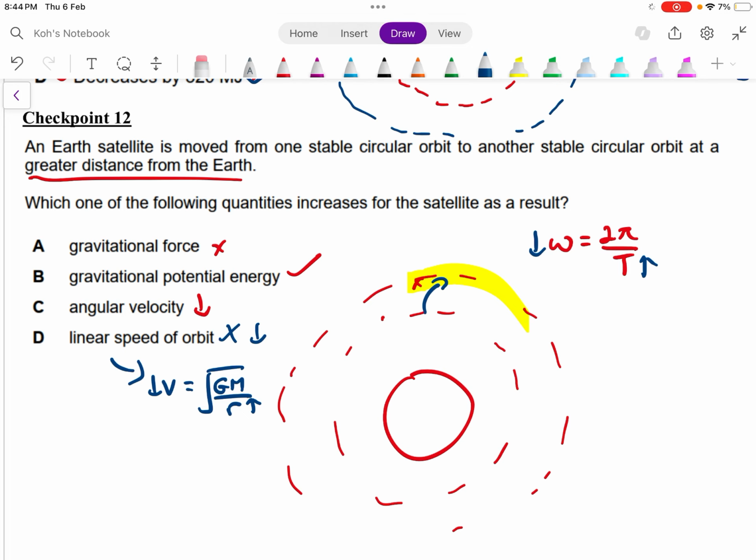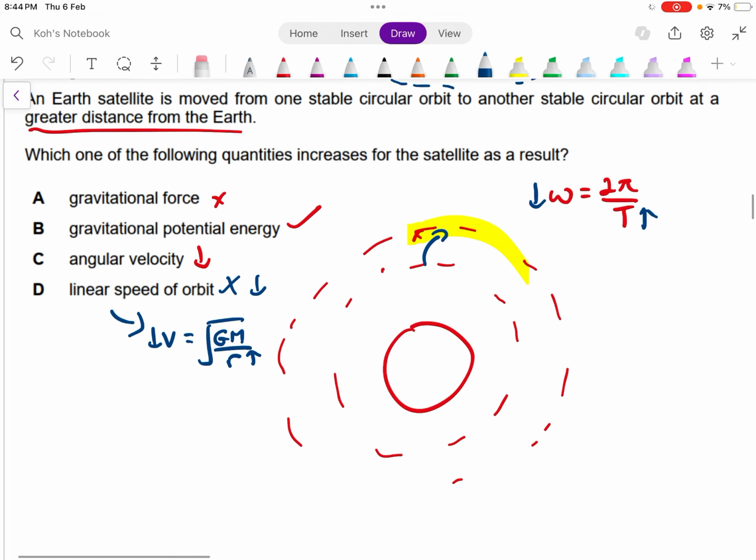So for GPE, you can think of moving an object from ground level up to a higher level. So that is one way of saying it. Or you can also use another way.